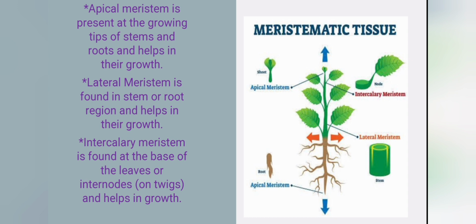Then next, coming to the intercalary meristem, it is found at the base of the leaves. These are found at the base of the leaves or internodes, and it also helps in growth. Here you can see in the diagram that apical meristem is present at the growing tips of the stem as well as here in the roots, and this helps in the growth. Then next, here intercalary meristem and lateral meristem are present in the stem region. So this is the diagram of the meristematic tissue.